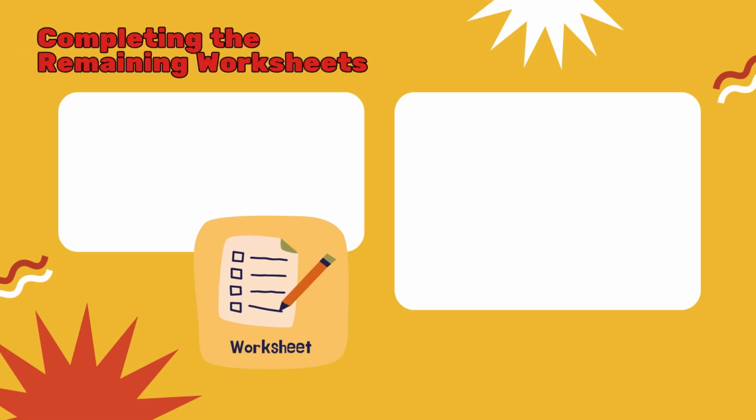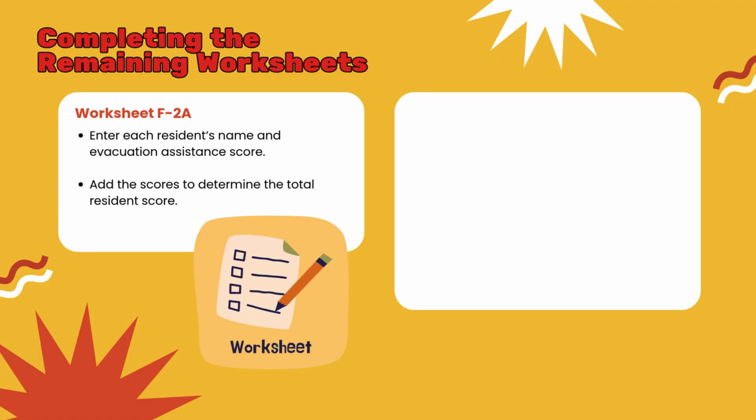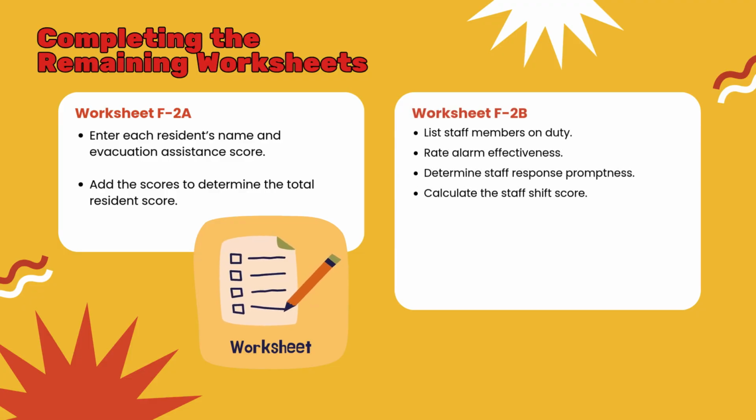Let's discuss completing the remaining worksheets. Worksheet F2A. Providers must enter each resident's name and evacuation assistance score, then add the scores to determine the total resident score. To complete Worksheet F2B, providers must list all staff members on duty and rate alarm effectiveness, determine staff response promptness, and calculate the staff shift score.